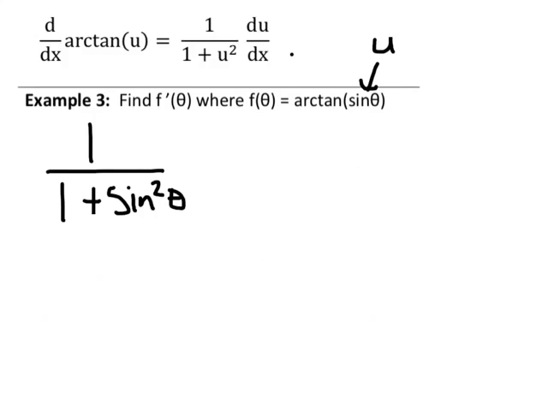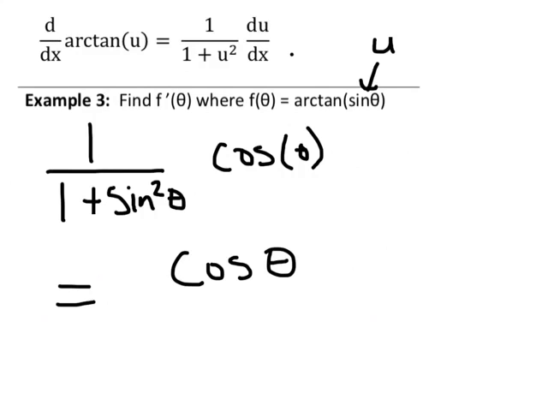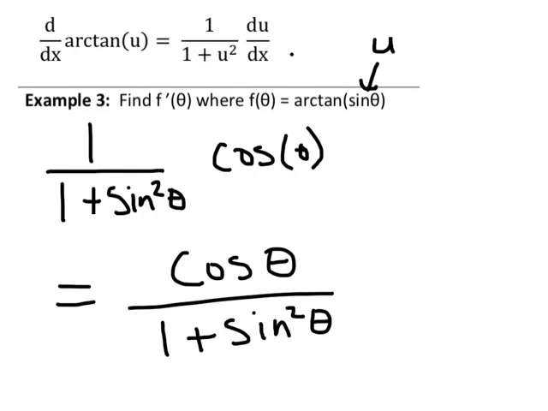So the derivative of u, the derivative of sine is what? Let's remember. Well, that is cosine. So multiplied by cosine of theta. You might see your answer a little bit simplified. You might see an answer that looks like this: cosine of theta over 1 plus sine squared of theta. So that right there would be your final answer for this last example.